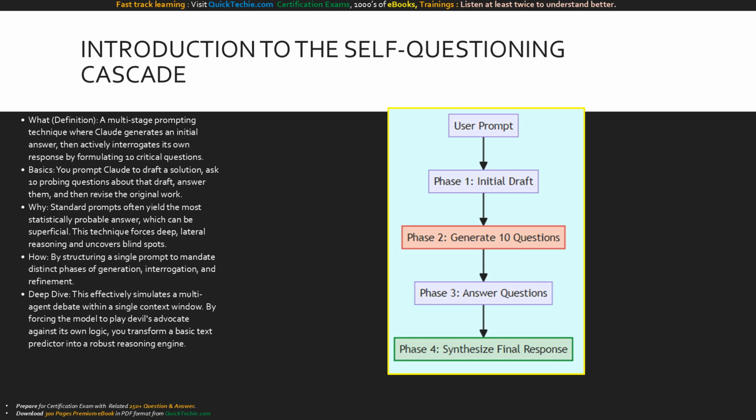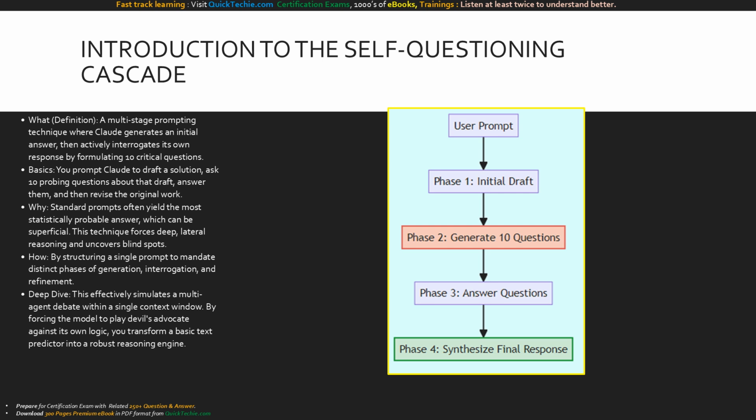Let's begin by defining the self-questioning cascade. What is it? It's an advanced prompting technique where Claude doesn't just stop at generating a first draft. Instead, it interrogates its own response by formulating 10 critical questions. The basics involve a structured loop: draft, question, answer, and revise.